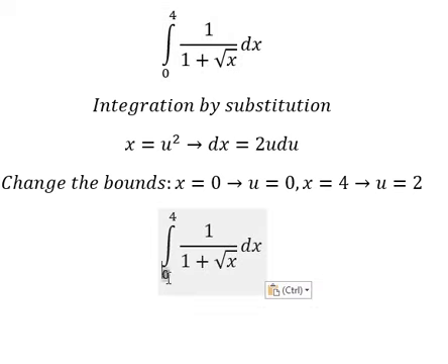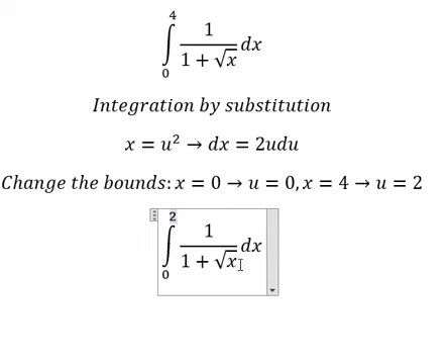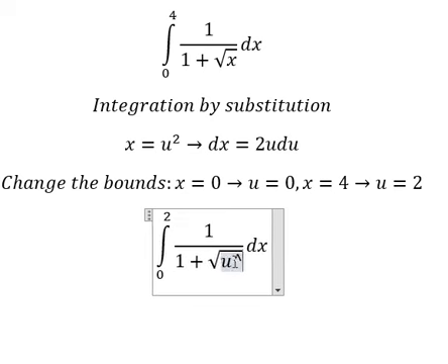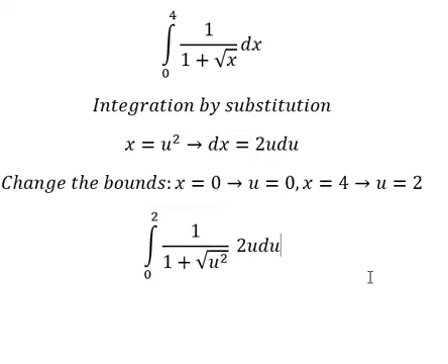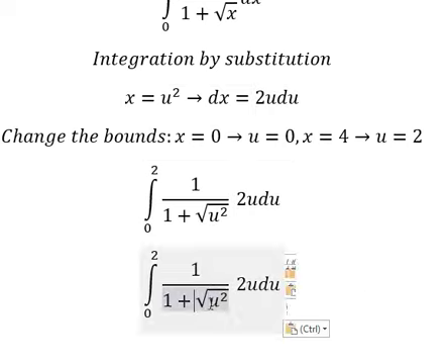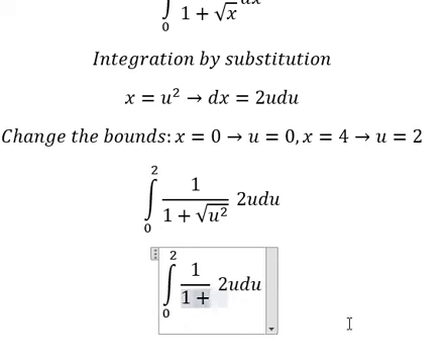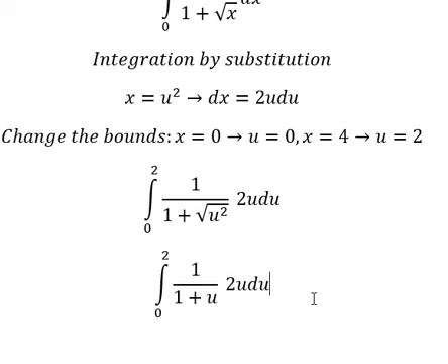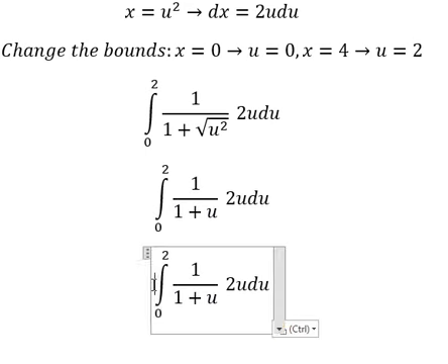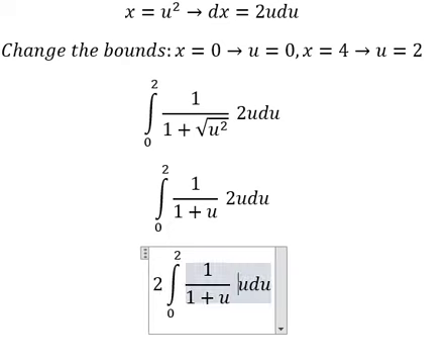So number 0 we keep the same. Number 4 we change to number 2. s we change to u squared. The ds we change for this one. The square root of u squared, we have u. So I will put number 2 in here. u will go in here.